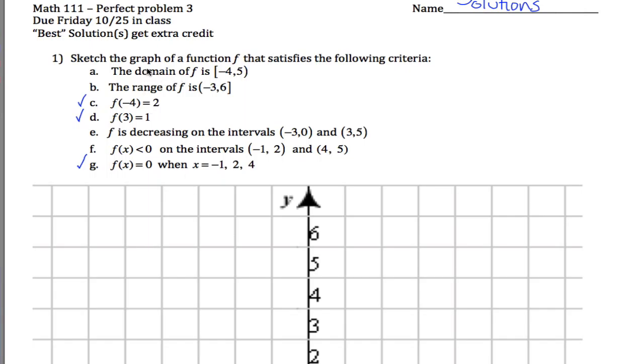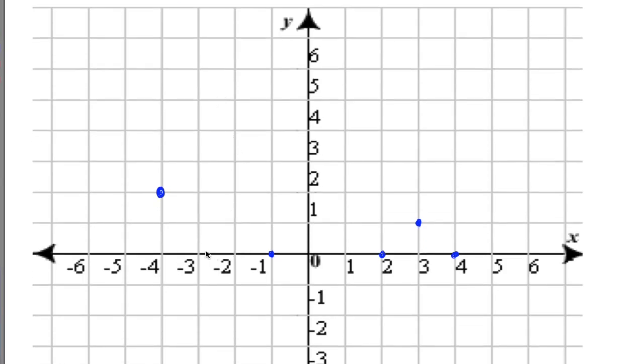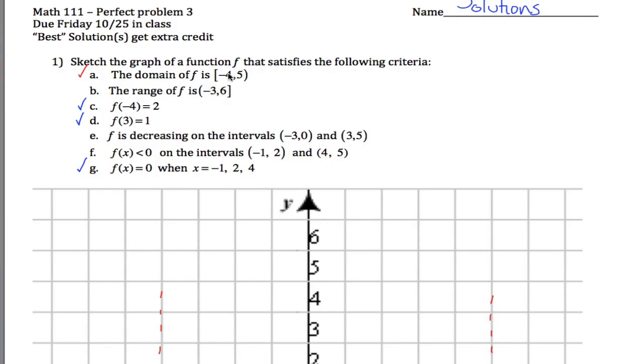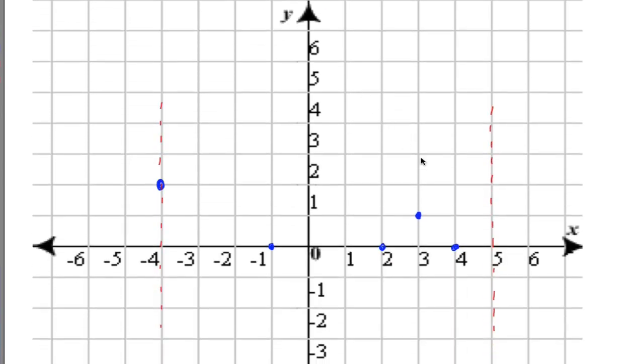So the next thing, the domain goes from negative 4 to positive 5. So what that's saying is this point right here, switch colors because this is not actually part of my graph, it's just meant to illustrate the edges of my graph. I have to stay within those 2 dotted lines. And I want to include negative 4. I don't want to include positive 5. So I want an open circle here, a closed circle here. Oh, good, I have a closed circle already.